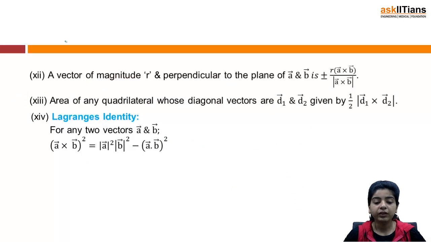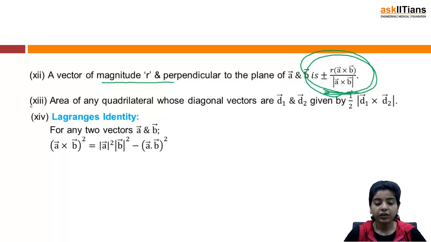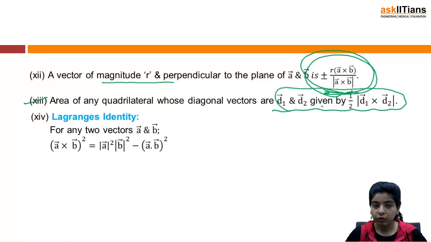Next formula says a vector of magnitude r and perpendicular to the plane of A and B is plus minus r A cross B by this quantity. So, if you are required to find out the vector of magnitude r which is perpendicular to plane of two vectors A and B, then it will be given by this formula. Then we have area of any quadrilateral whose diagonal vectors are d1 and d2 is given by. So, if you are required to find out the area of any quadrilateral and you are given the diagonals, then you can find it out using this formula.